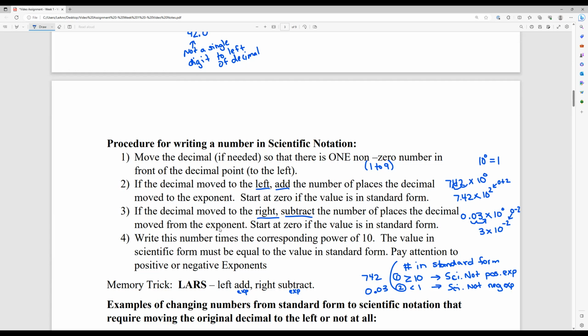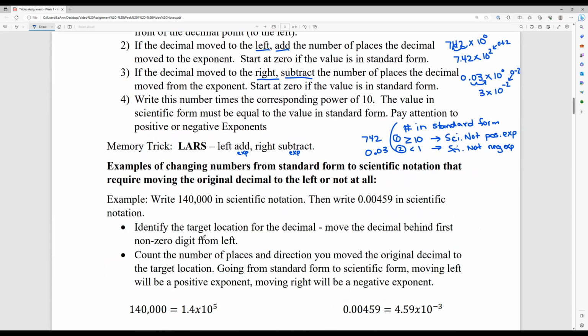If the number that we started with was less than 1, 0.03 is definitely less than 1, then when we change it, we're moving the decimal to the right to get it to be a single digit, 1 to 9. And we're going to be getting something very, very small. So it's going to be a negative exponent. Okay. So we're just going to do some practice with these.